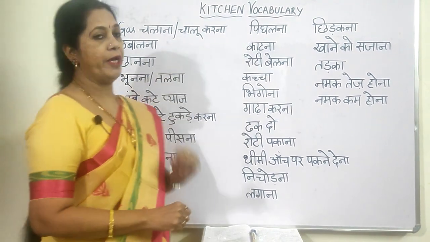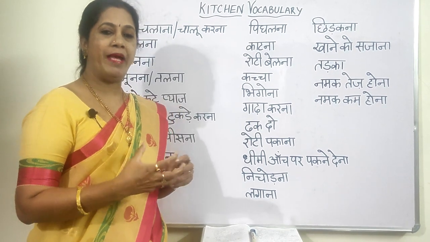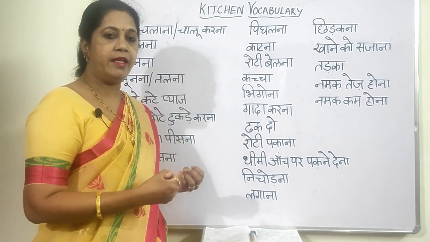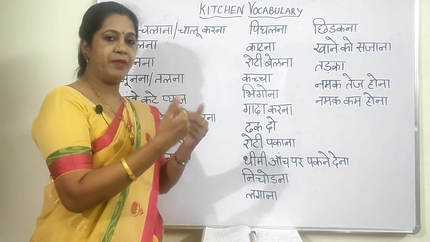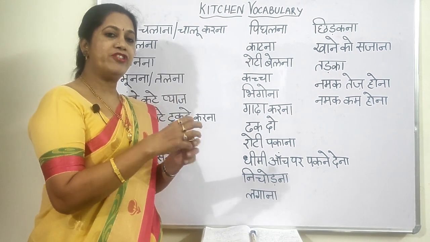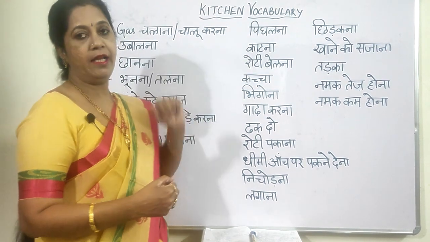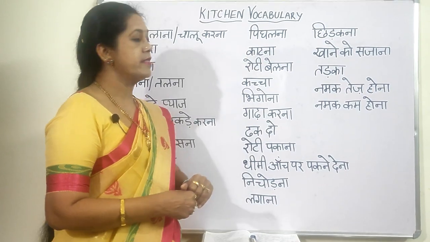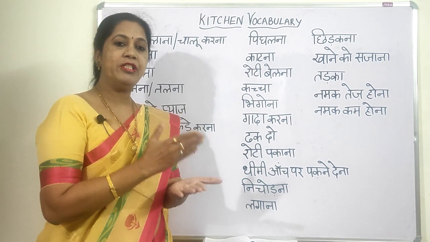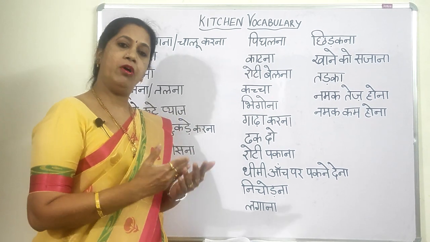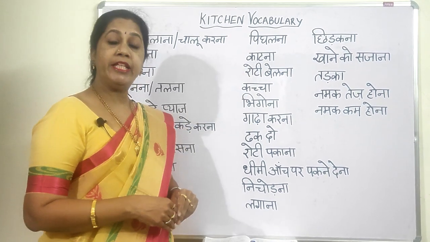Okay. The next one, pigalna. Pigalna means to melt something. Freezer se kuch nikalte hain. Then we take something from the freezer and we try to keep it outside for some time to melt. So pigalna. The next one is katna. Katna means to cut or to chop. All that means katna.